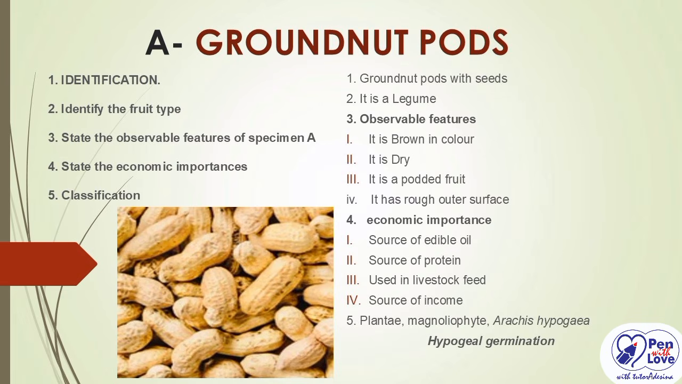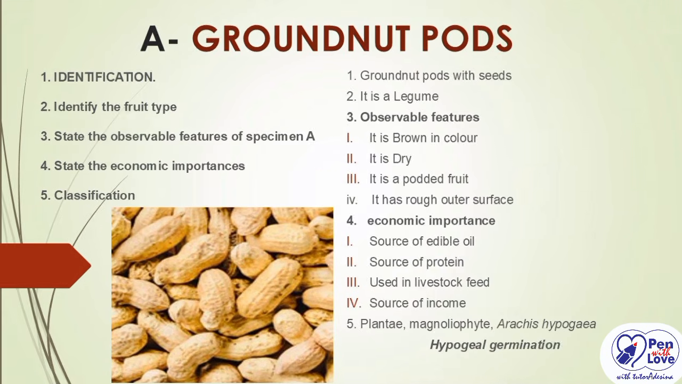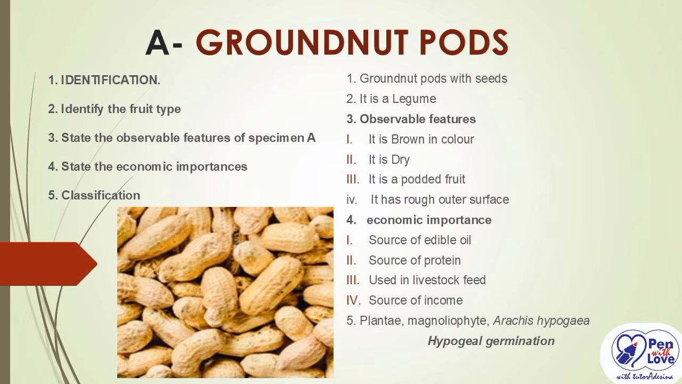Identify the fruit type. What type of fruit is specimen A, groundnut pod? Let's say you are asked. Specimen A is a leguminous plant. It is a legume.